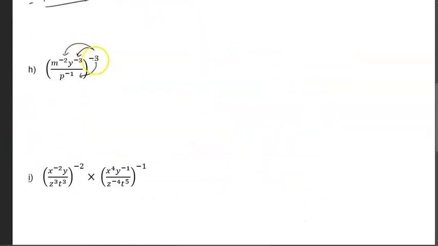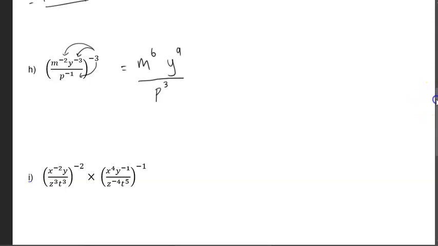Okay, so this -3 gets applied to the m, the y, and the p all together. So -2 times -3 is positive 6. Y, -3 to the power -3 is y 9. All over p to the power -1 to the power -3, this is just p to the power 3. And in fact, we don't actually have to simplify it any further because all of these negative powers are actually turned into positives. So this is our final solution.